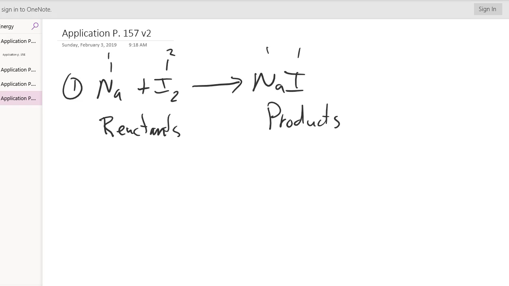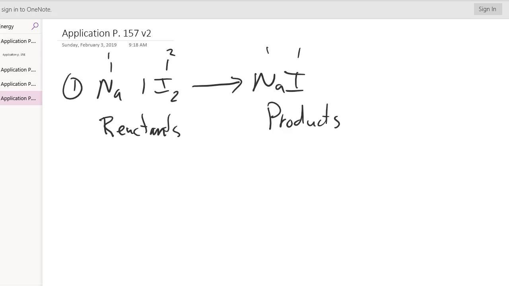There is a hint on how to do these at the top of page 157. The first thing you need to realize is that only the coefficients in an equation, not the subscripts in the chemical formulas, may be adjusted. Now let me explain that. The coefficients are the numbers that are out front of each one of these. When there's no number, and we talked about that last time, it's understood that the number is 1. So the only thing you can adjust is that number out front.